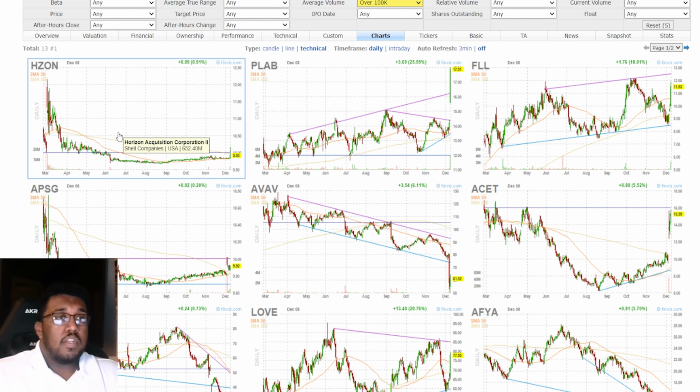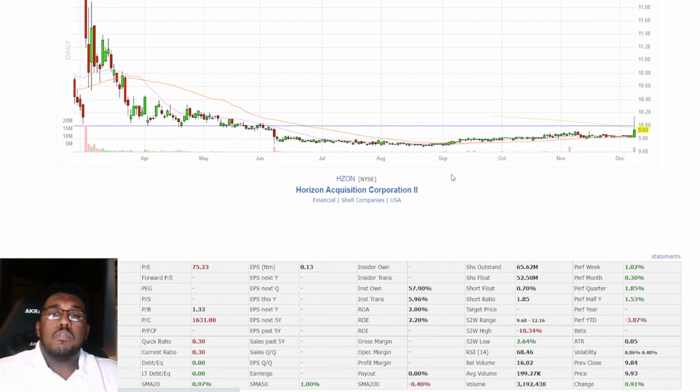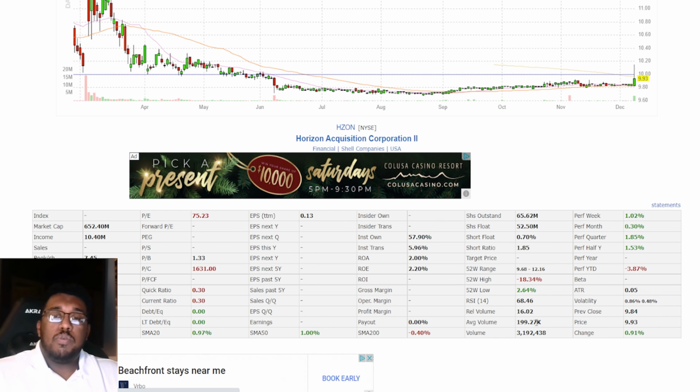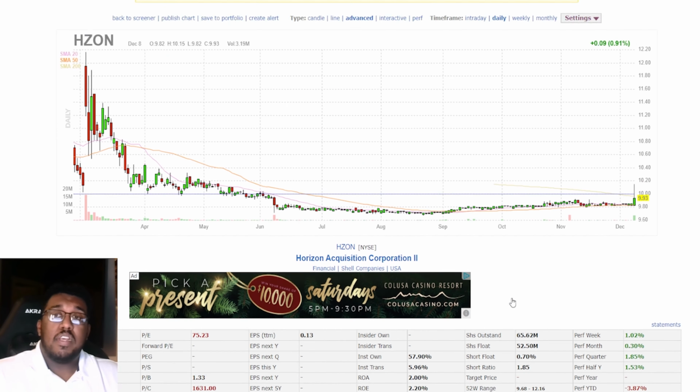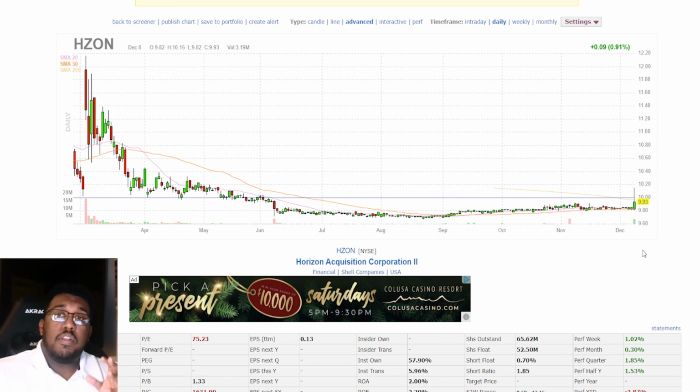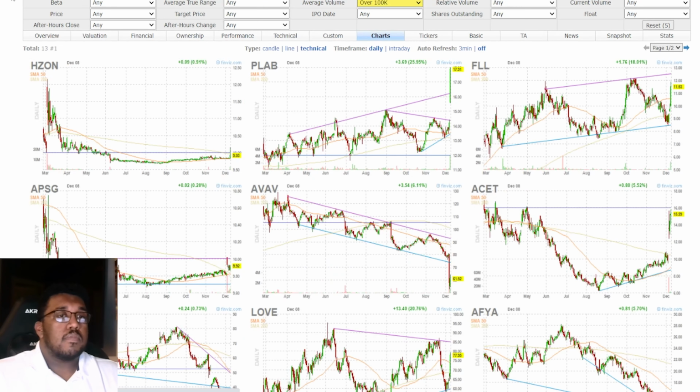HZON looks pretty good. Let's see. Average volume is about 200K shares. Today it had 3.2 million shares traded. Something big is happening here, and it only popped about 1%. This is something that I would look at. Nice long consolidation. You don't want to see something going all crazy all over the place. Consolidation, ready to pop. I'd put this one on the watch list.